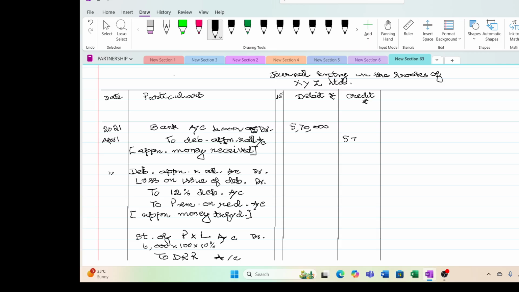5,70,000, because we have issued the debentures at a discount of 5 rupees. The debenture value is 100 rupees, 5% means 5 rupees. Now we are going to transfer this 5,70,000, and keep it in mind always that you cannot bifurcate and show the discount and the premium. You have to always show it as loss on issue. Both the amounts you have to show. So 10 rupees is your premium on redemption, 5 rupees is your discount. So total of 15 rupees on 6,000 debentures, it comes to 90,000.